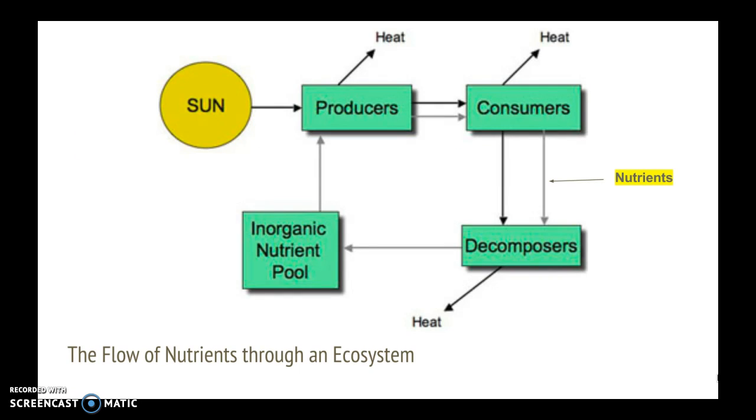Here, you can see the flow of nutrients throughout an ecosystem. The gray lines in this diagram represent nutrients flowing throughout the participants. Once nutrients have been broken back down into their most basic form by the decomposers, they continue their cycle and go back to where they originated, the producers.